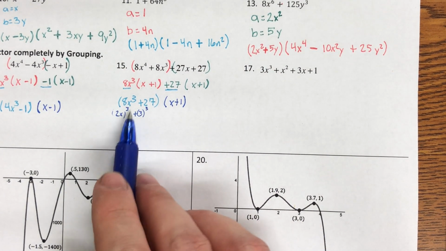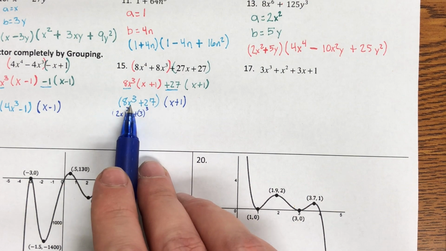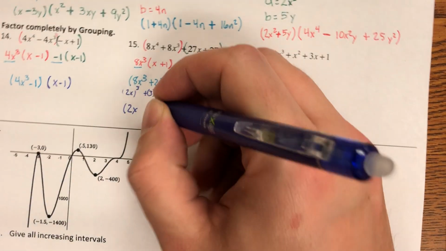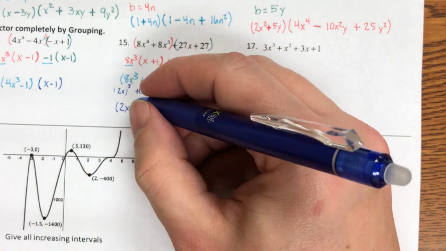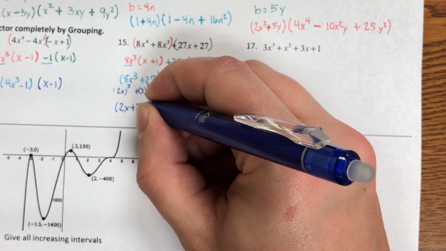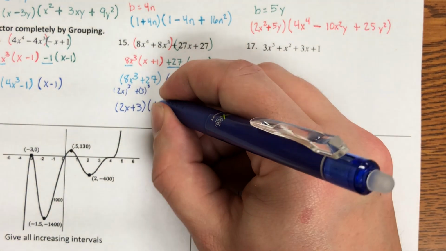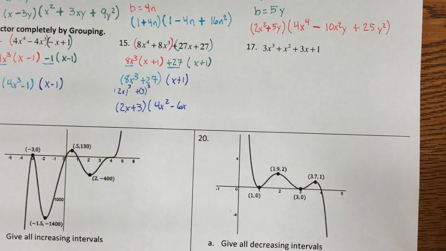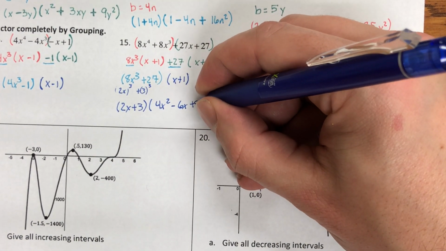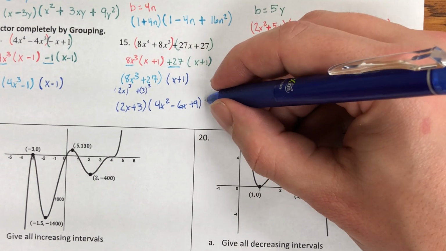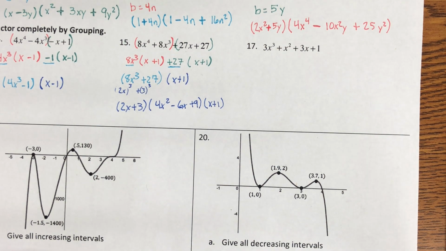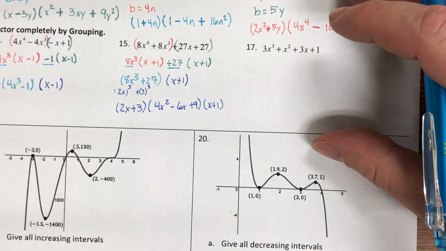So fully factoring, doing my sum of cubes, which is what I just did up here, this is going to be 2x plus 3, 4x squared minus 6x plus 9, and then x plus 1. You need to check and make sure that you have factored completely.